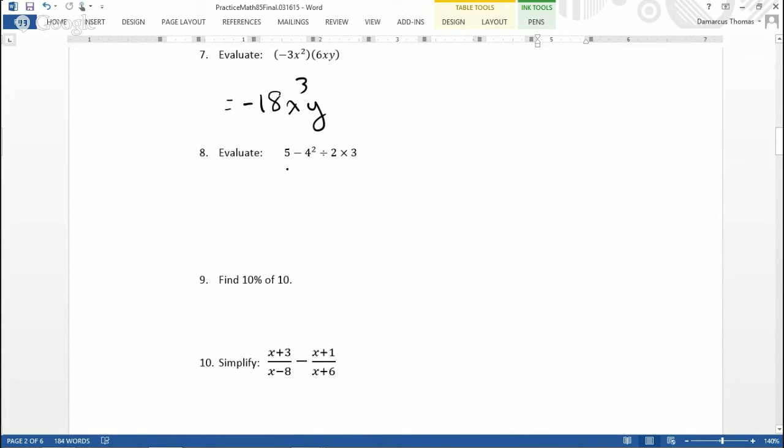Let's move on. Evaluate. We have to evaluate this according to the order of operations. It's parentheses, exponents, multiplication, division, addition, subtraction. Now, there are no parentheses, so we move to exponents. So we can simplify this exponent.